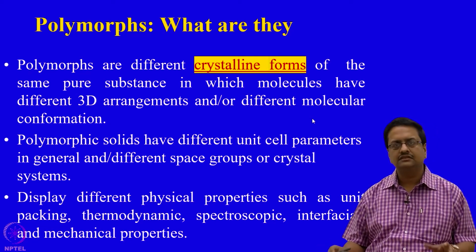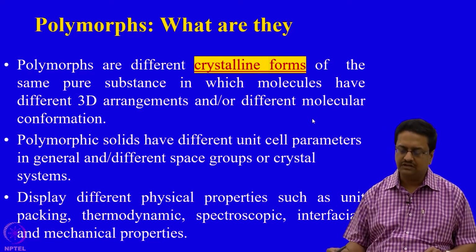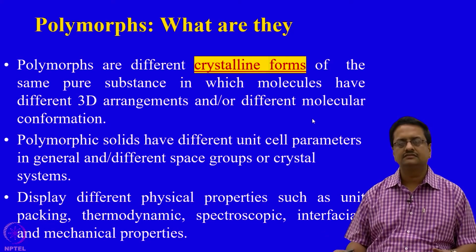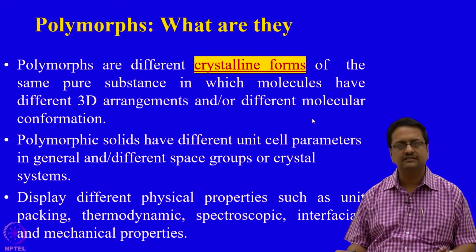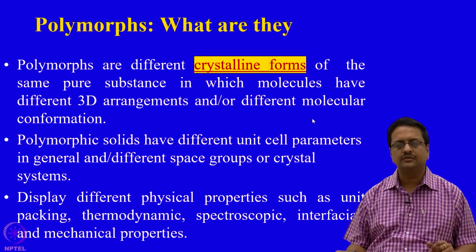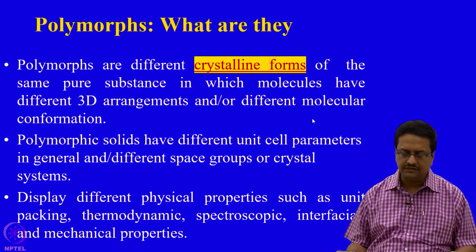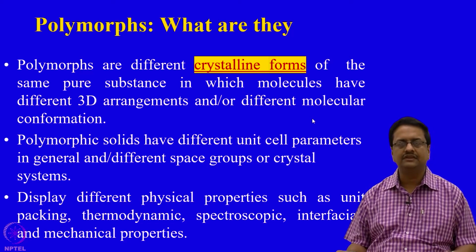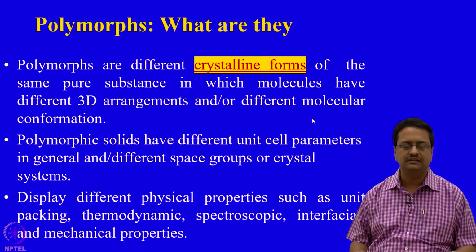So, these different crystalline forms of the same compound display various different physical properties, such as different unit cell packing, resulting in different physical behavior, thermodynamic properties like different melting points, spectroscopic properties like different color, and then there may be interfacial and some other mechanical properties which are different for two different materials.